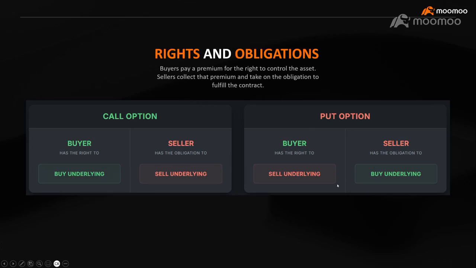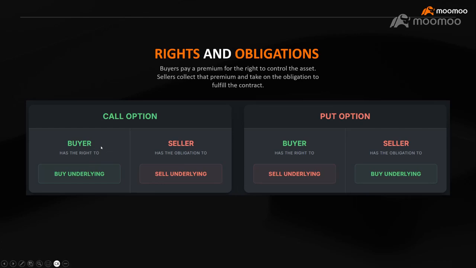I want you guys to remember this. Everyone okay about these sections? When you are a seller of the put option, your obligation is to buy the underlying from the buyers. When you are the seller of the call option, you have the obligation to sell the underlying to the buyers. Very simple, right?